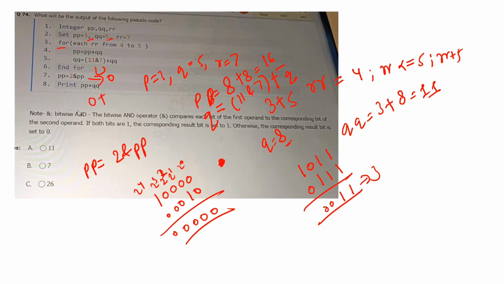0 plus Q. Q is nothing but 11, right? So 0 plus 11, option A, 11 will be the correct answer for this particular question.